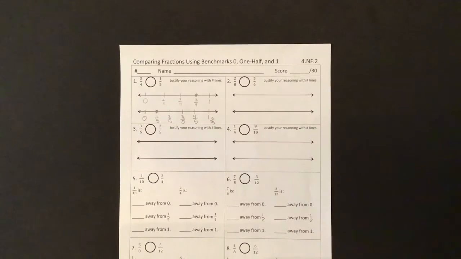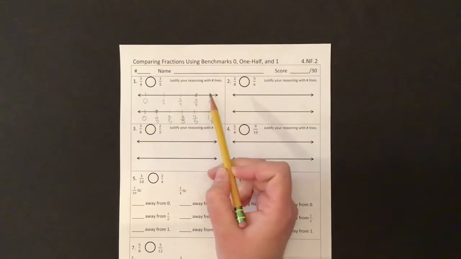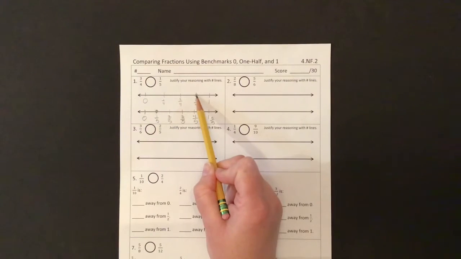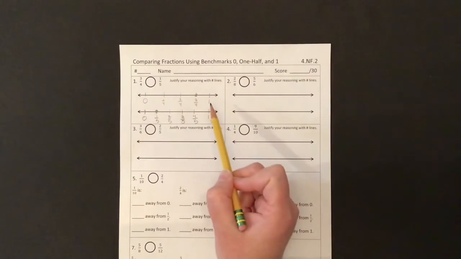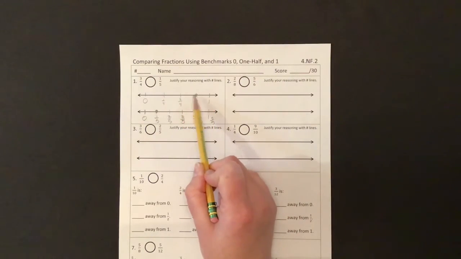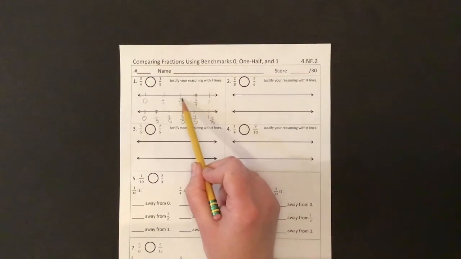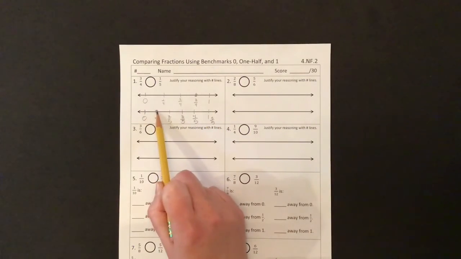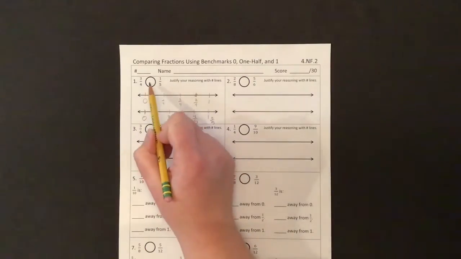Now, as we're comparing, because today we're using the benchmarks, we want to really be able to look at the fraction and notice how close it is to the whole, or notice if it's close to the half. So I see that 3/4 is right in the middle between 1/2 or 2/4 and a whole. I can see that it's bigger than the half. When I look at 1/5, I know that's just one piece, and so 1/5 is very close to 0. We know that that fraction is smaller. So 3/4 is greater than 1/5.